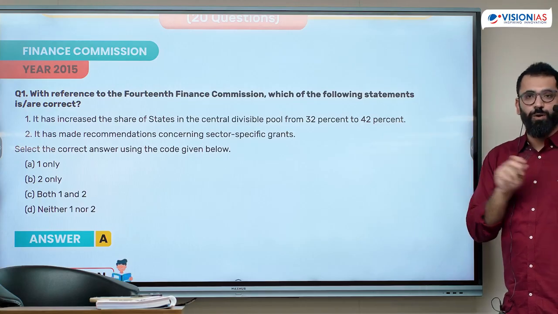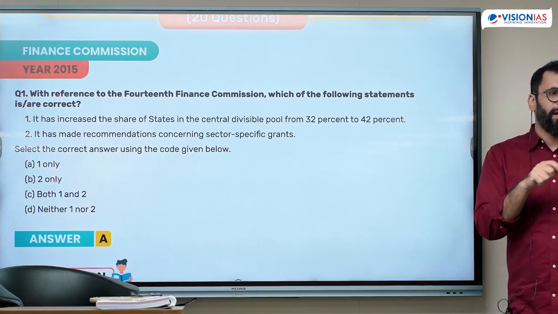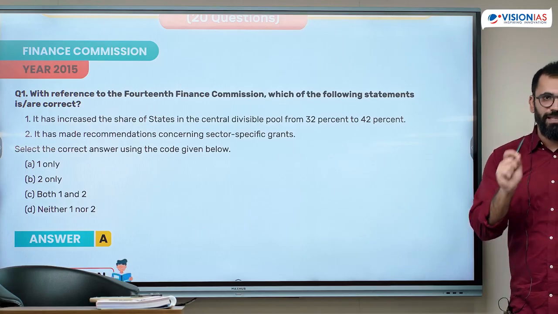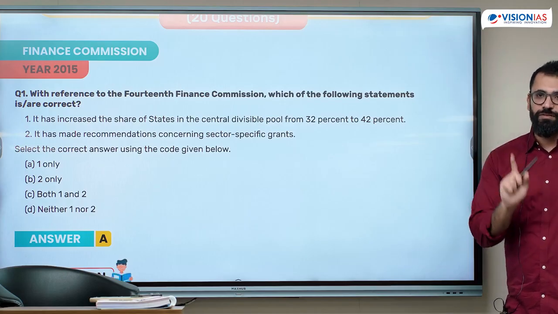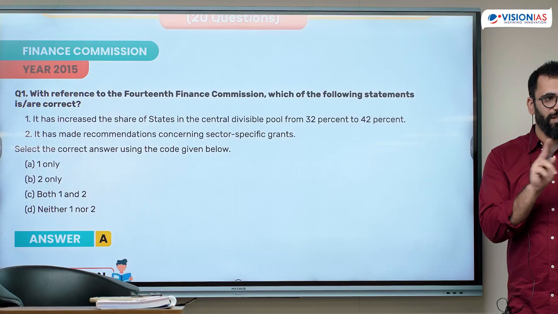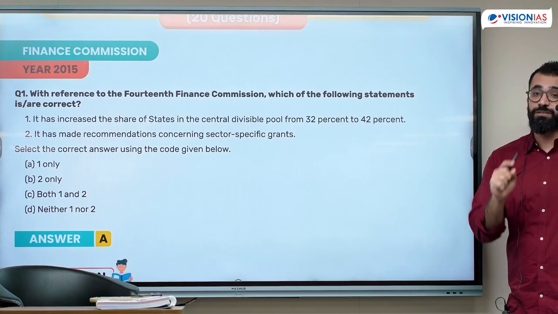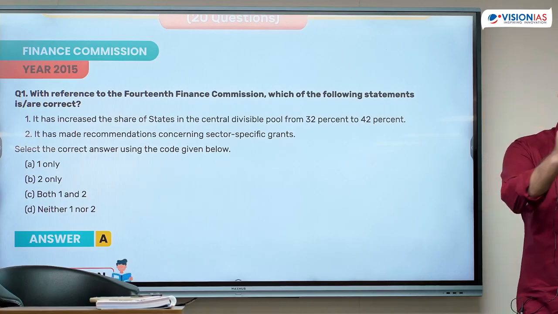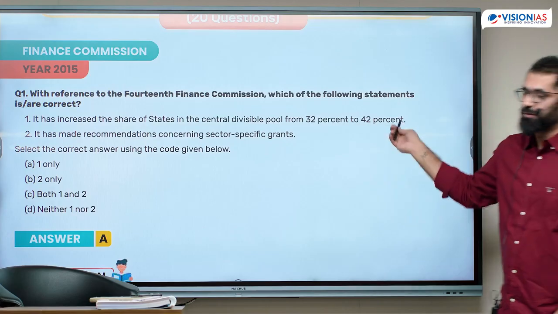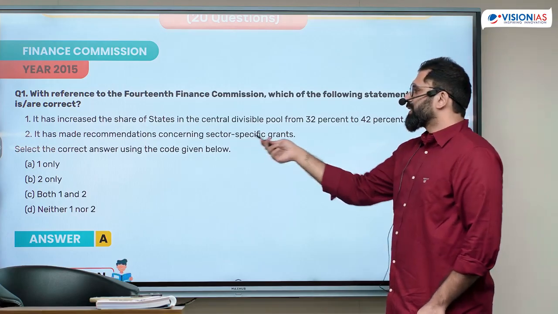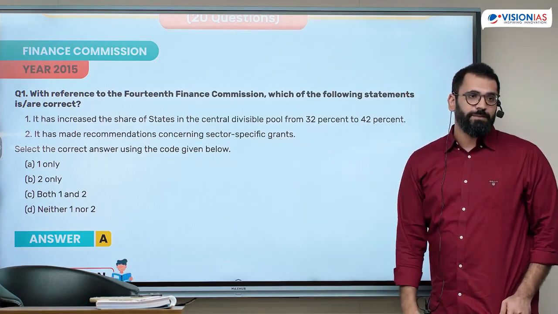That Planning Commission fund no longer comes in because Niti Aayog does not have the function of distribution of funds. Scheme का पैसा आता है, that comes from the Ministry of Finance. So central sector and centrally sponsored schemes are still going on, that the Ministry of Finance handles. But the central assistance to state plans does not come anymore. This is why this 32 to 42. It made recommendations concerning sector specific grants.